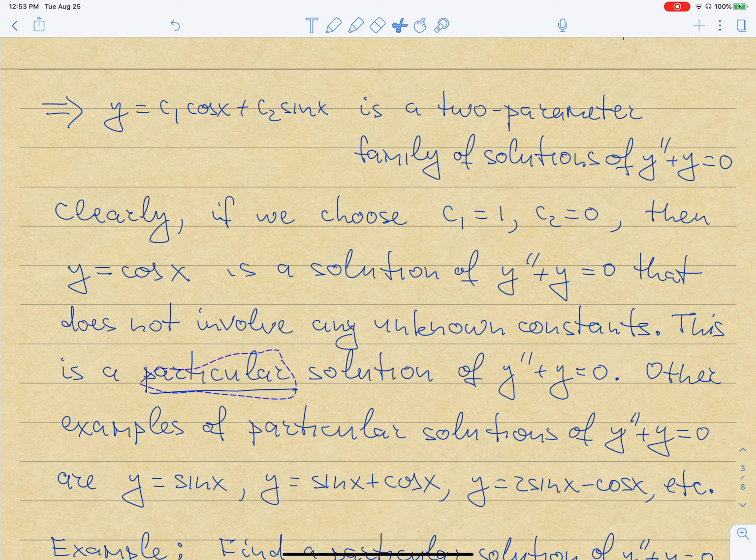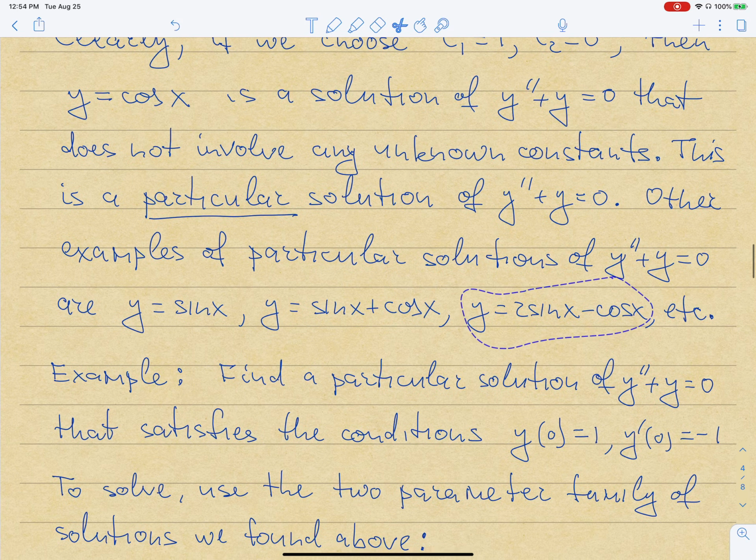Other examples of particular solutions are given by different choices of c1 and c2. I can make c1 0 and c2 1. This will give me y equal to sine x. I can make c1 1 and c2 1. That will give me y equal to sine x plus cosine x. c1 is 2, c2 is minus 1, gives me this. So there are infinitely many choices of particular solutions to my equation, again distinguished by the values of c1 and c2.